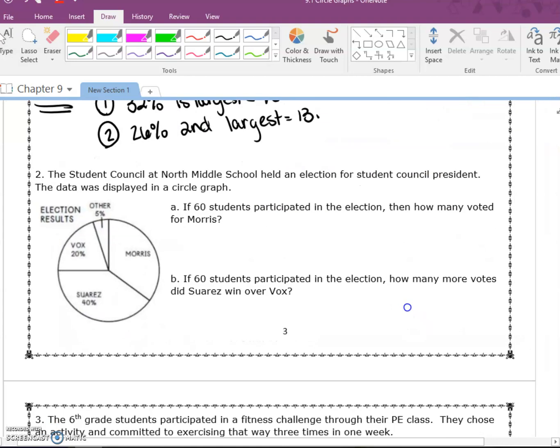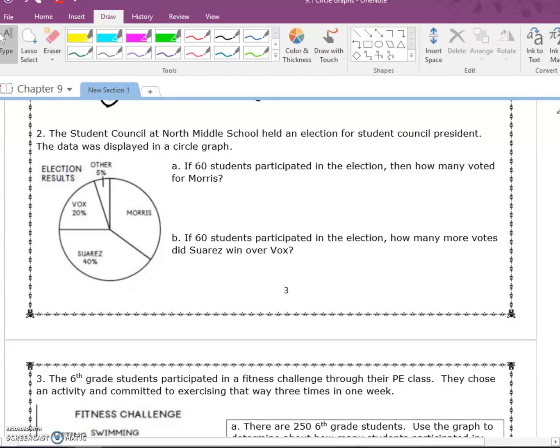All right, so let's look at number 2. The student council at North Middle School held an election for student council president. The data was displayed in a circle graph. So it says if 60 students participated in the election, then how many voted for Morris? So this is our total is 60 students. So now let's look at our circle graph. So we have 5%, 20%, 40%, but we don't know our percentage for Morris. So what we're going to have to do is figure out what that percentage. So I have 40 plus 20, which is 60, 65.